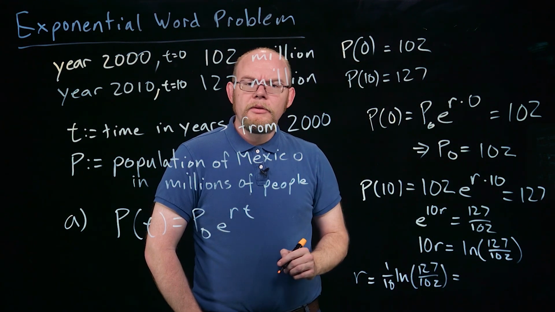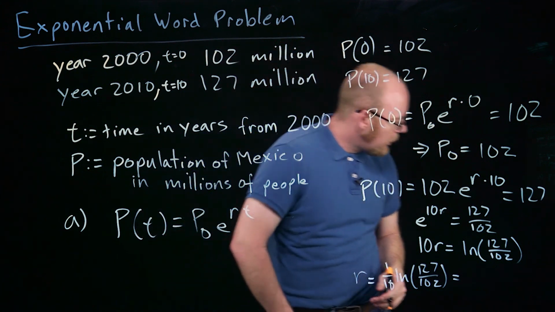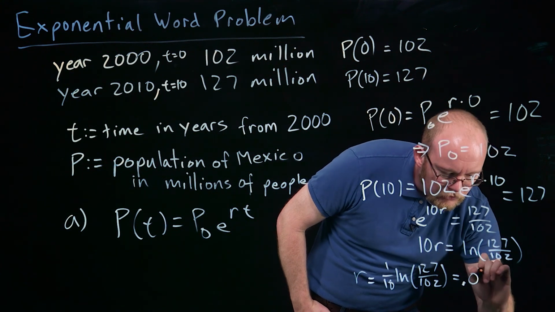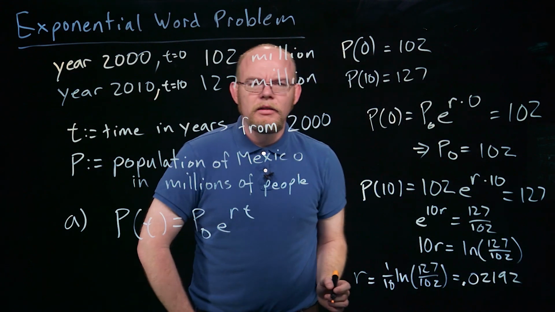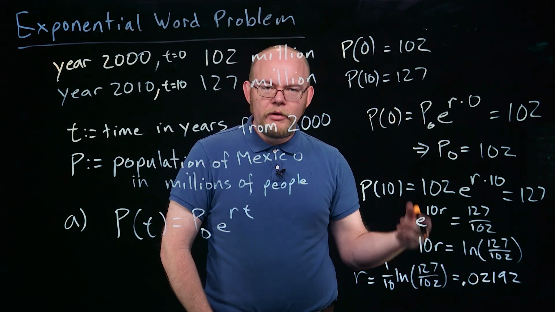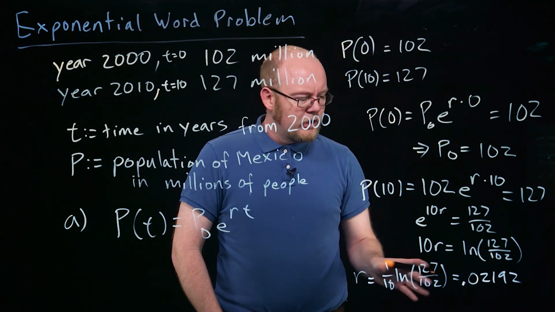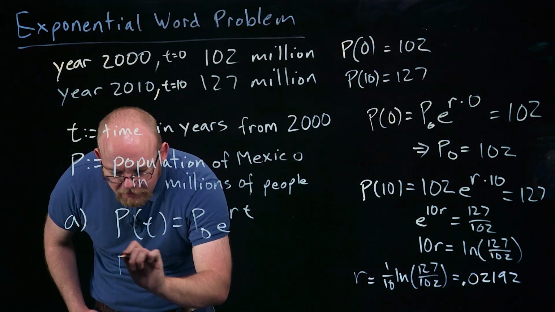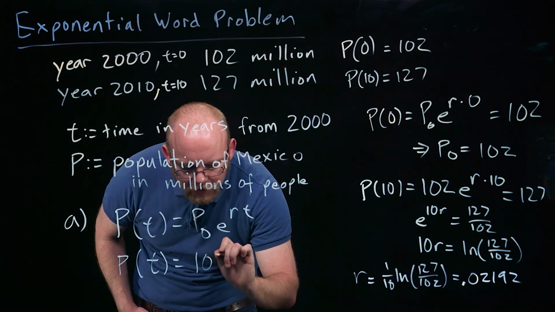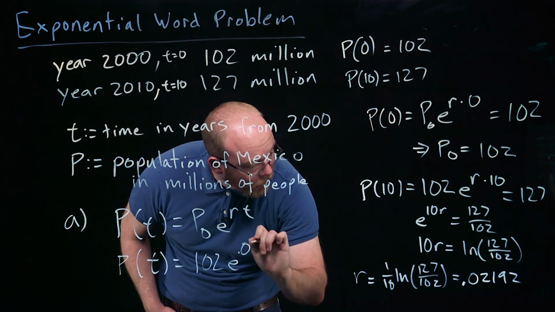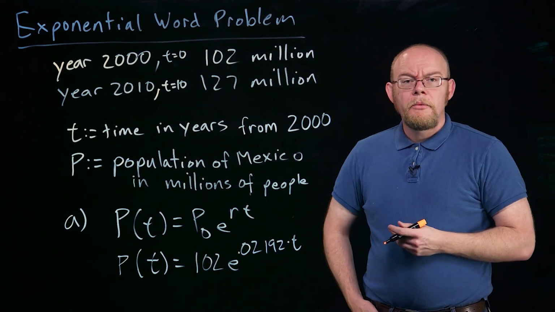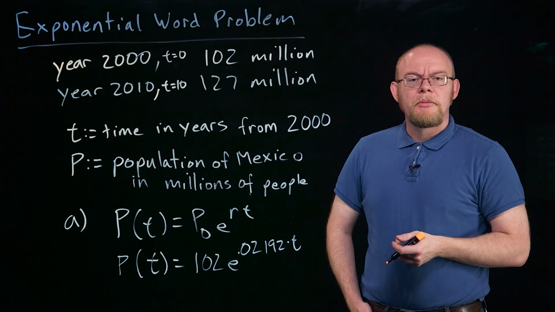Now we can go ahead and plug that into the calculator to actually get a decimal number. And so this is going to be approximately 0.02192. What I would suggest is just keeping maybe 4 digits or so. It's all a model, it's just an approximation. So then this gives us our model. It tells us that if I want to find the population of Mexico in millions of people in some year t, that's going to be equal to 102 e to the 0.02192 times t.